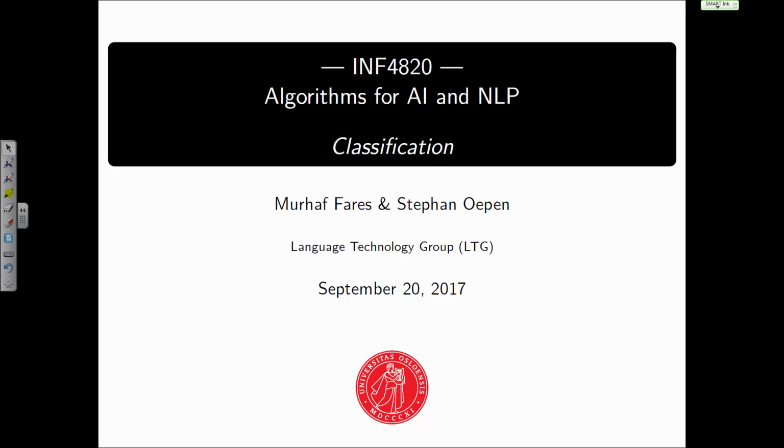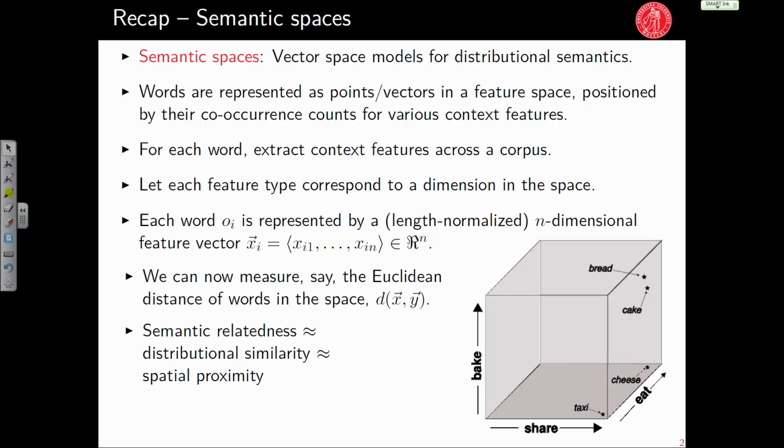If you have any questions, you can ask now, just to make sure that we all understand what we mean by vector space and feature vectors, dimensions, etc. So last week we looked at the semantic spaces. That was sort of the overall theme of the lecture, which is vector space models for distributional semantics.